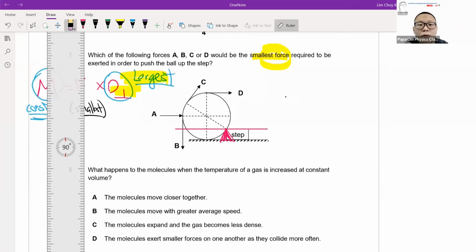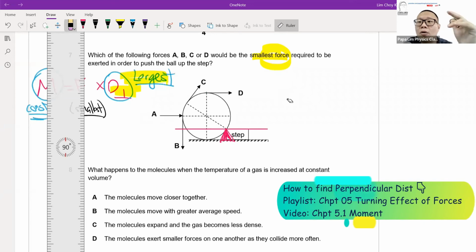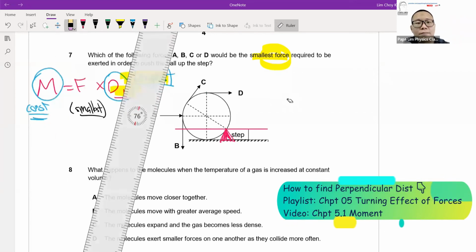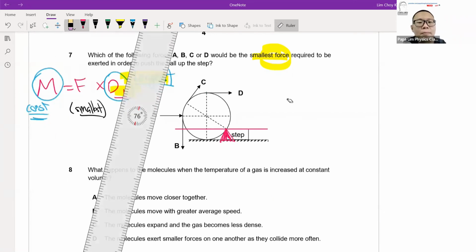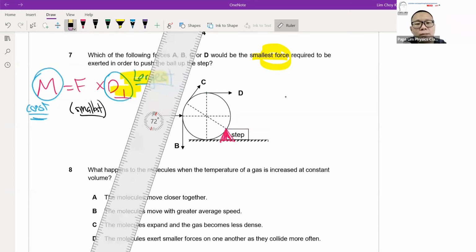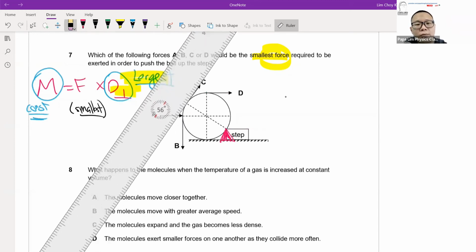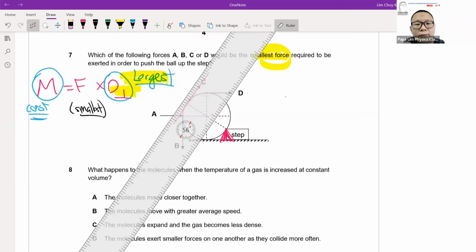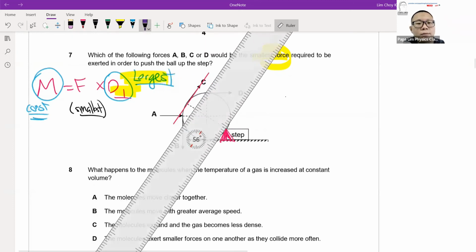So for your choice of perpendicular distance, you have to look at all the force choices, and you'll find that the one with the highest perpendicular distance will actually be C. Why do I want to put C? Let's say this is the line of action of C. So what do I do? Find the perpendicular distance: copy and paste this line, and bring it to the pivot.